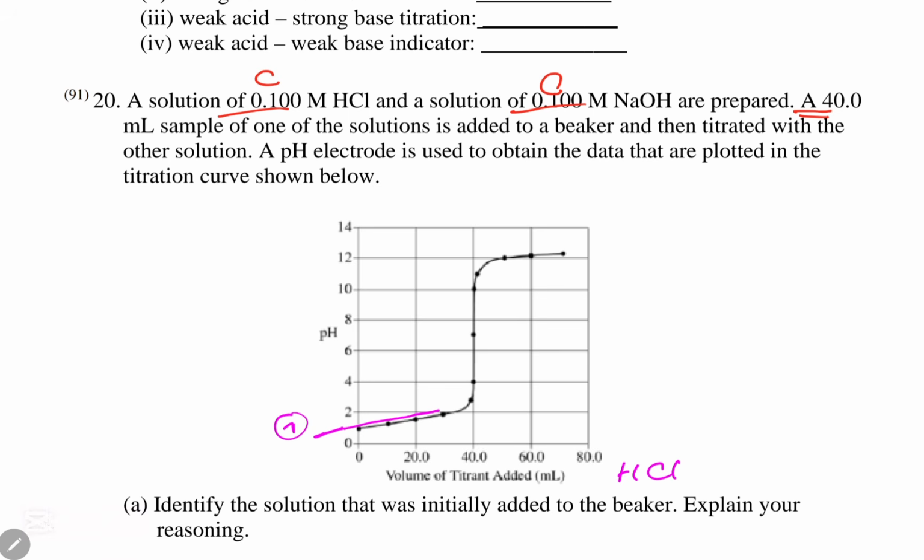You would say that the solution in the beaker was HCl, as indicated by the ascending pH versus the volume of titrant graph. So they're saying, I started with a very, very low pH, and then it got high after I added everything during my titration. So we can say that the HCl was the solution that was initially in the beaker, and then I titrated it with NaOH.